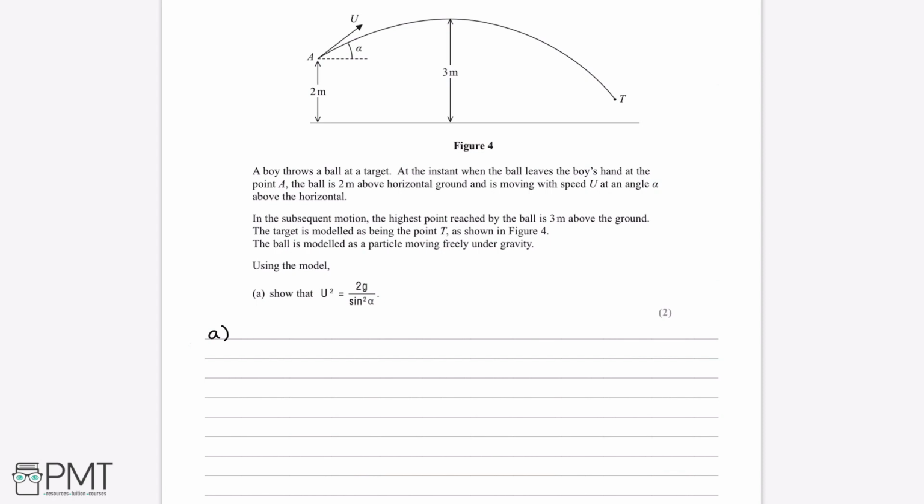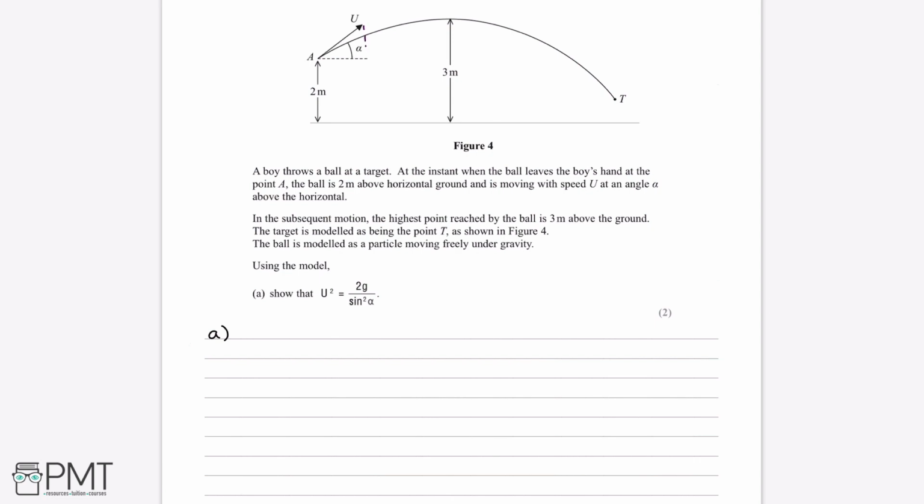The problem is that in calculations like this, we tend to need to resolve vertically and horizontally. We don't normally resolve at this random angle alpha, because it isn't really convenient. So if we need to resolve vertically or horizontally, we need to find a way that we can speak about the speed in these terms. And the way we can do that is we can resolve vertically and horizontally.